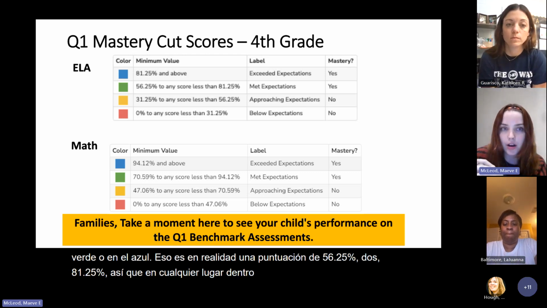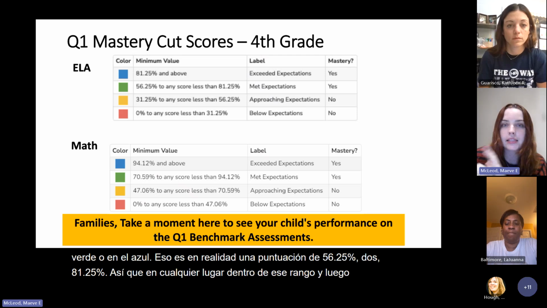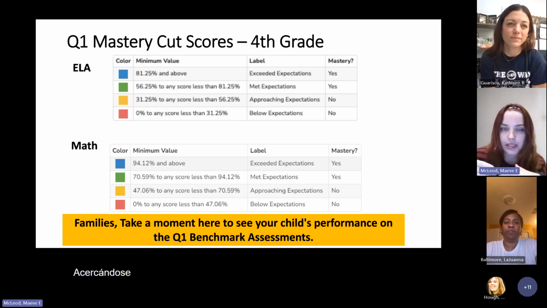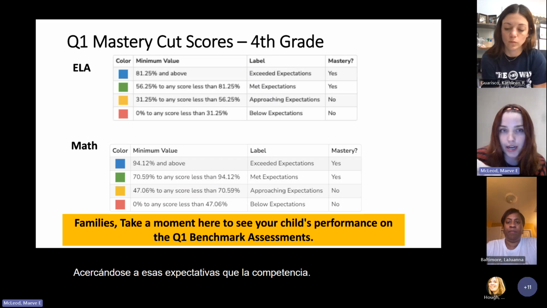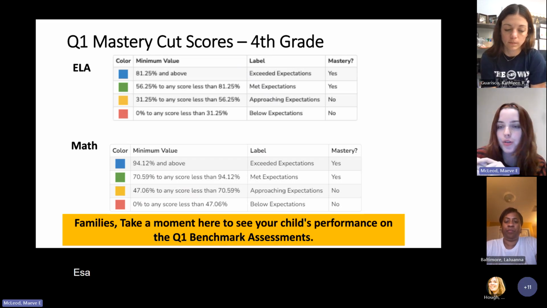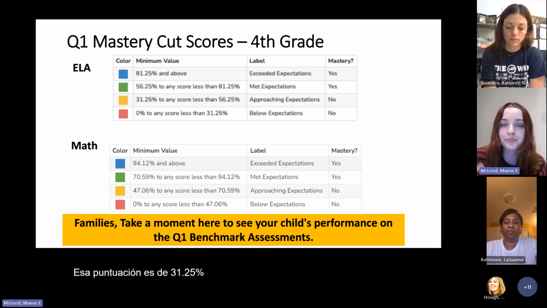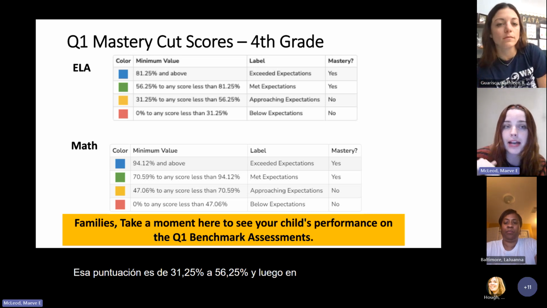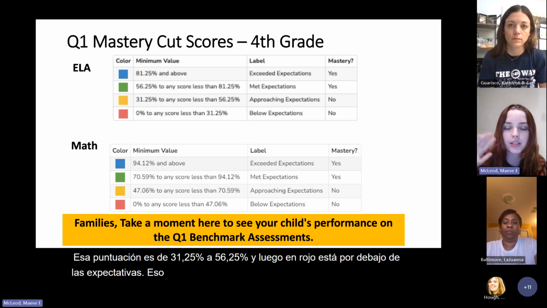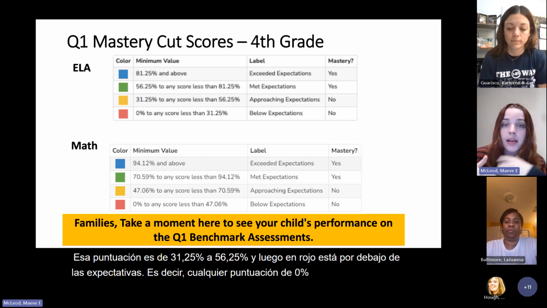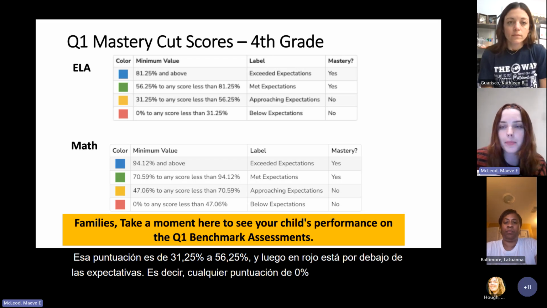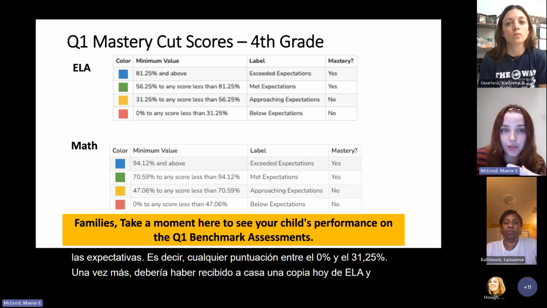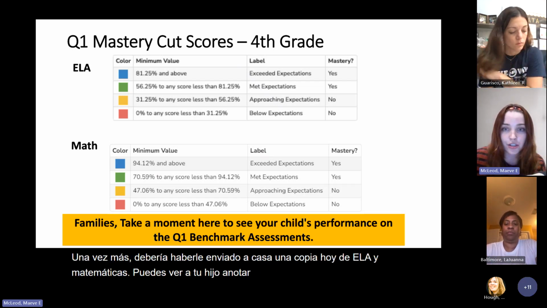And then our yellow for ELA, which is approaching those expectations, that proficiency, is a score of 31.25% to 56.25%. And then the red is below expectations. That's any score from 0% to 31.25%. Again, you should have been sent home a copy today of both ELA and math, so you can see your child's score and where they fell on that range.